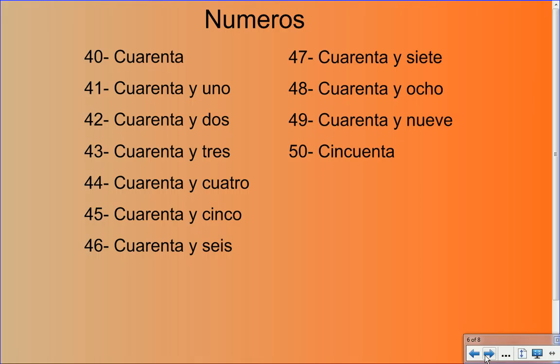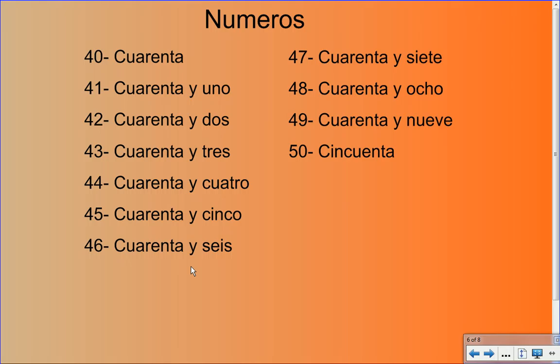41, 42, 43, 44, 45, 46, 47, 48, 49, 50. Alright, so 40 follows the same pattern that 30 did, which is really nice because you just need the tens digit followed by E, followed by the numbers 1 through 9.